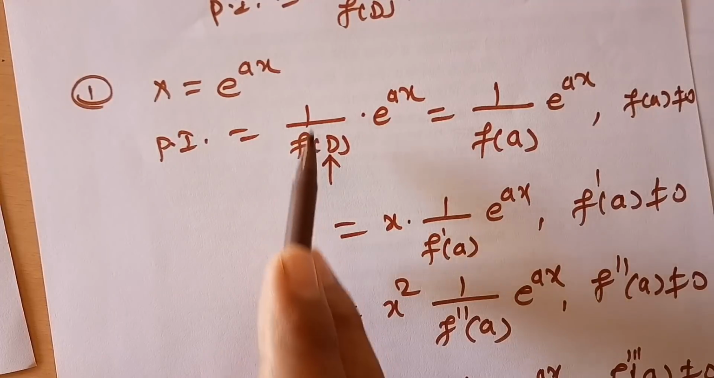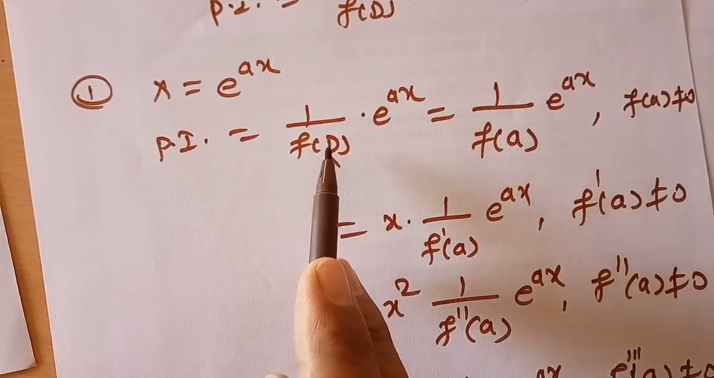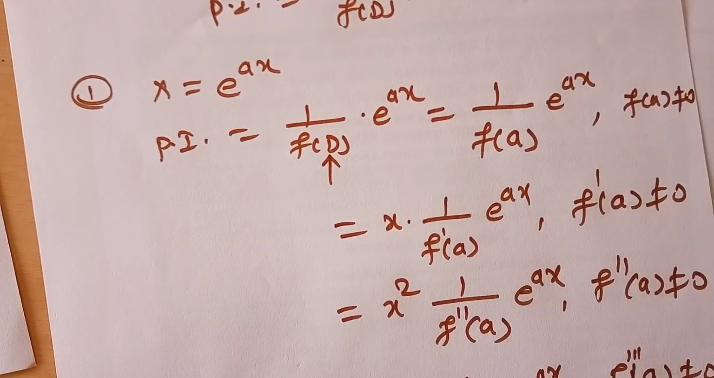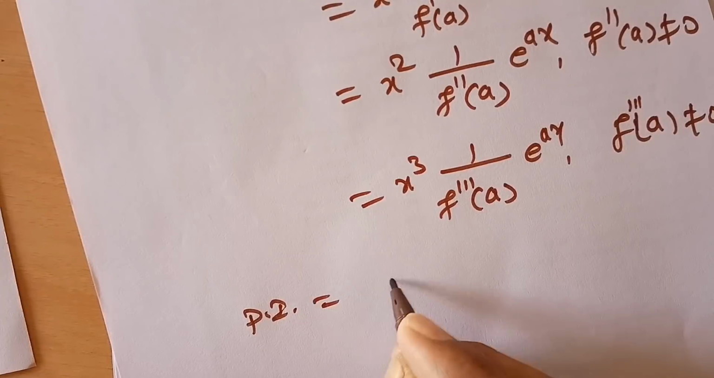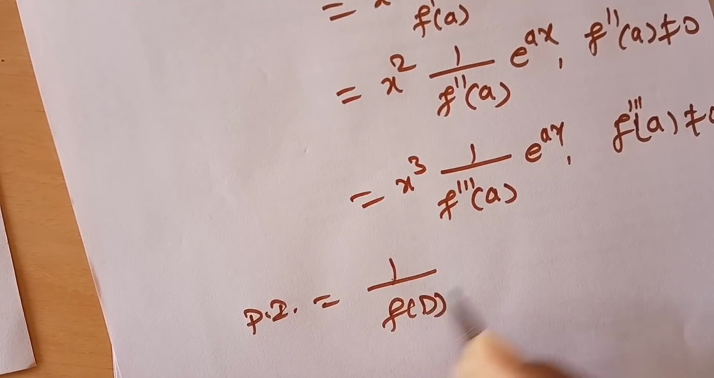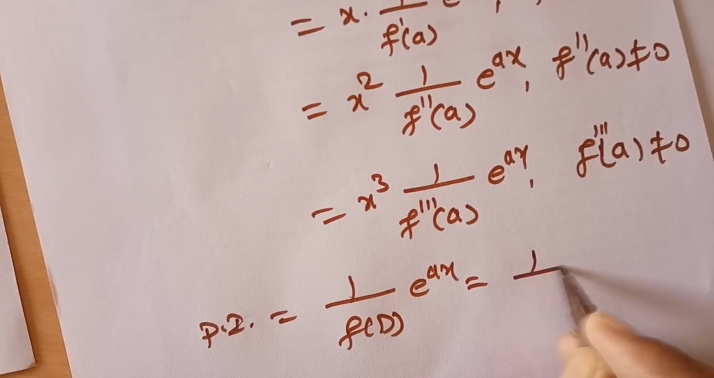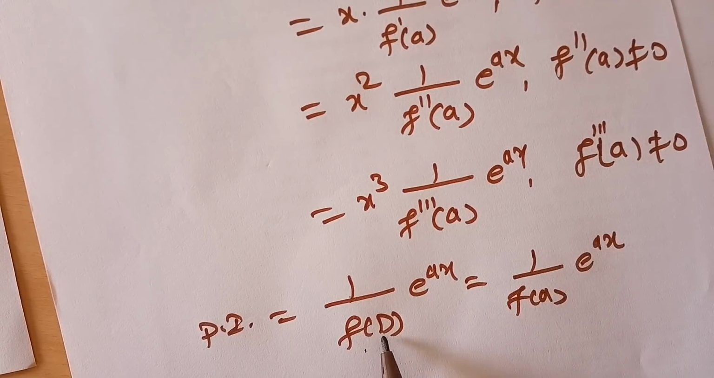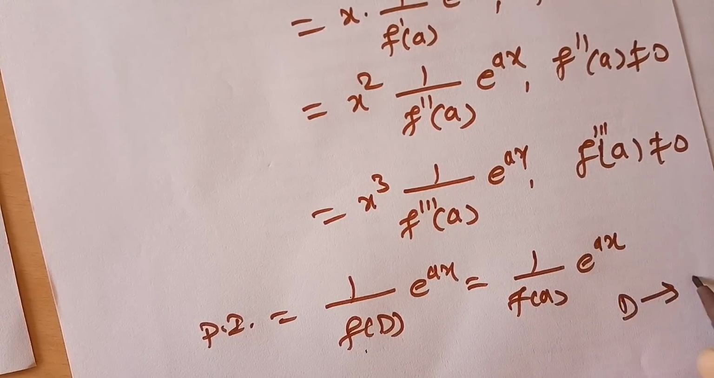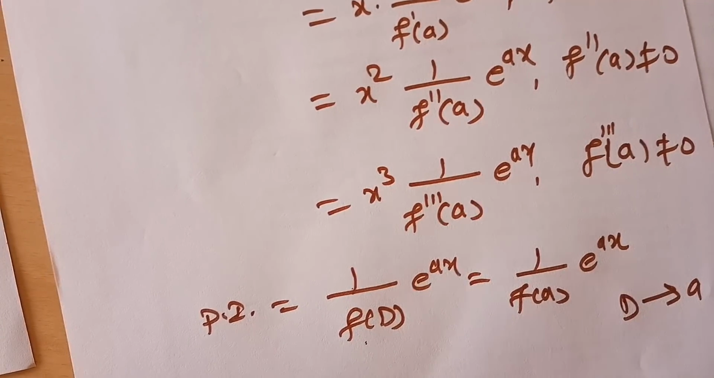The particular integral (PI) for 1 upon f of D on e raised to x is, we can replace this D by a. Here again I will recall this as PI for 1 upon f of D into e raised to x is 1 upon f of a into e raised to x. We have to replace this D by a, then we can write this PI.